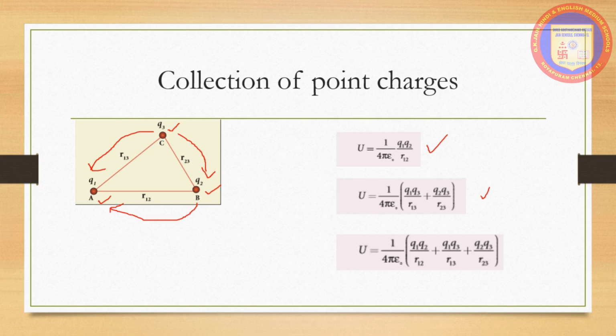So, by adding, the total electrostatic potential energy for a system of 3 charges will be given as U is equal to 1 by 4 pi epsilon naught into Q1 Q2 by R12 plus Q1 Q3 by R13 plus Q2 Q3 by R23. The total stored potential energy U is equal to the total external work done to assemble the 3 charges at the given locations.